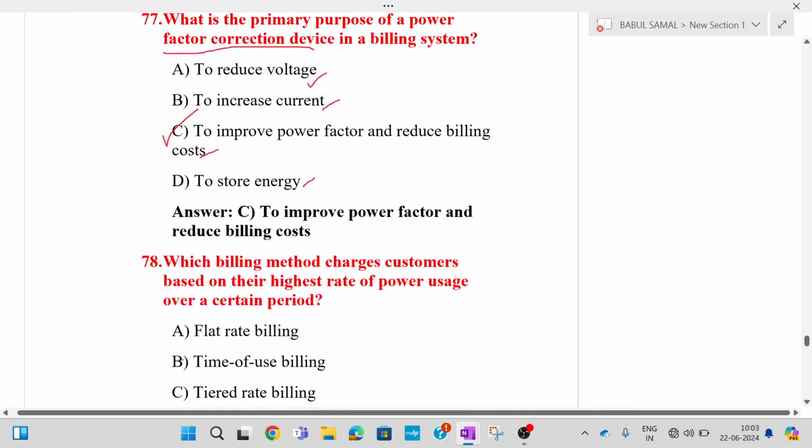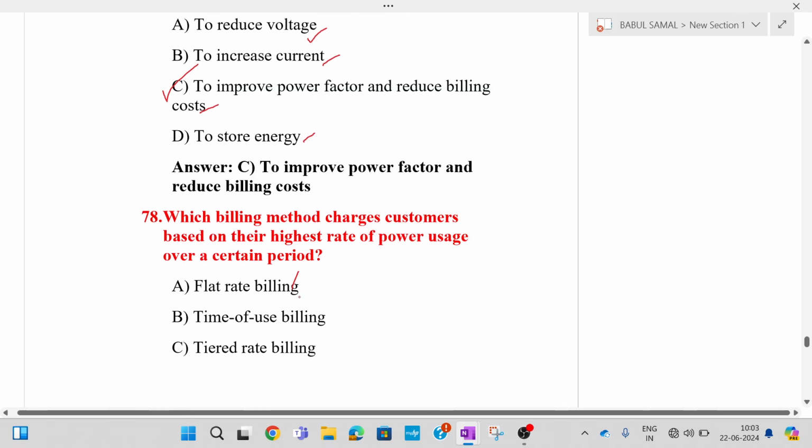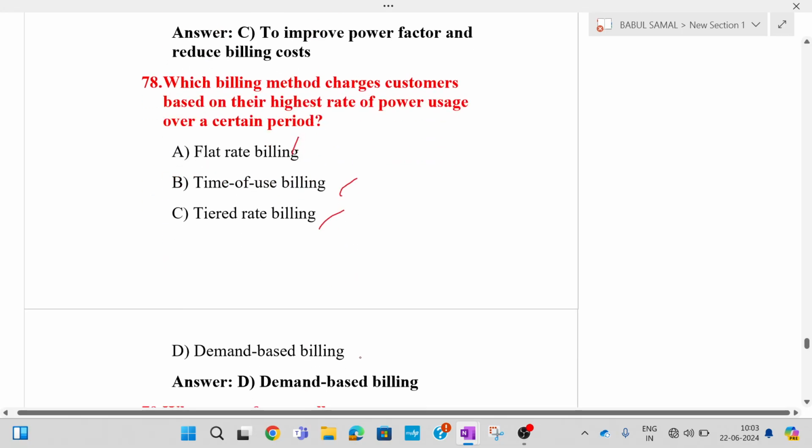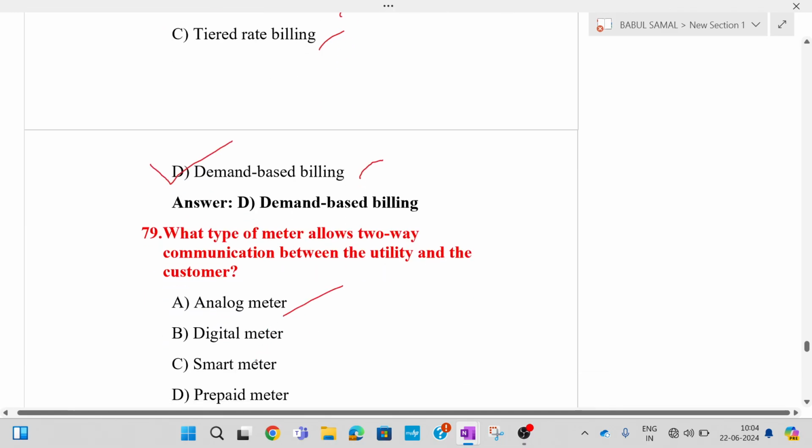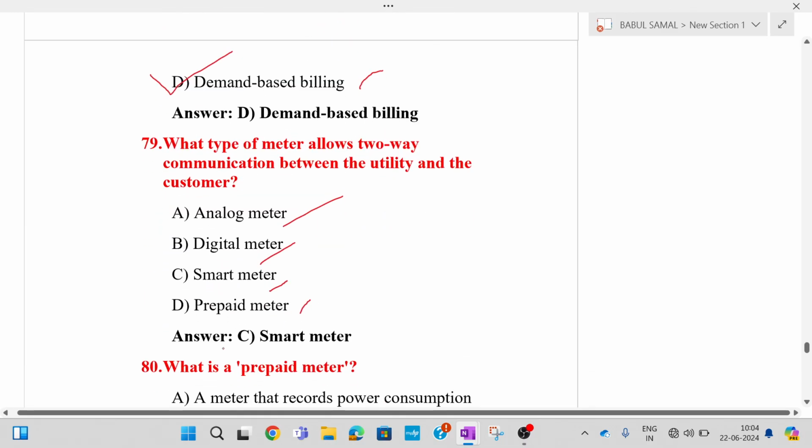Next question. Which billing method charges customers based on their highest rate of power use over a certain period? Flow rate billing, flat rate billing, time of use billing, tiered billing rate, and demand based billing. So the answer will be demand based billing. What type of meter allows two-way communication between utility and the customers? Options are analog meter, digital meter, smart meter, prepaid meter. So a smart meter is used to allow two-way communication between utility and the customer. Option C will be correct.